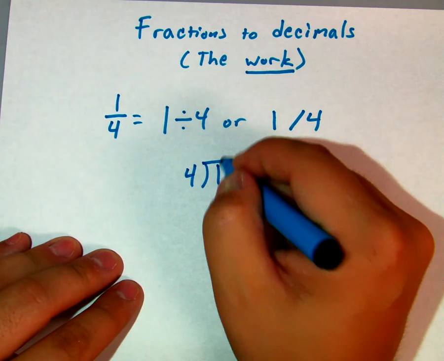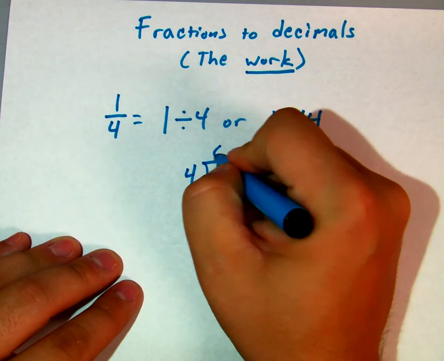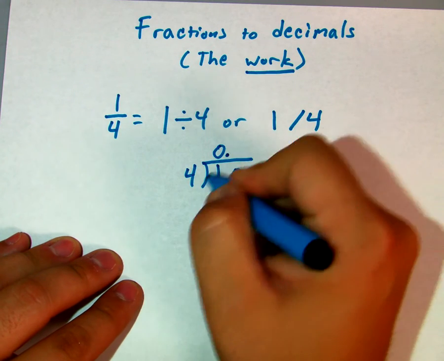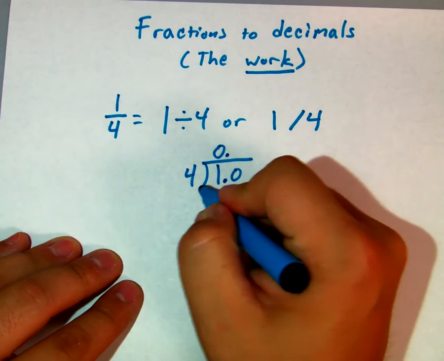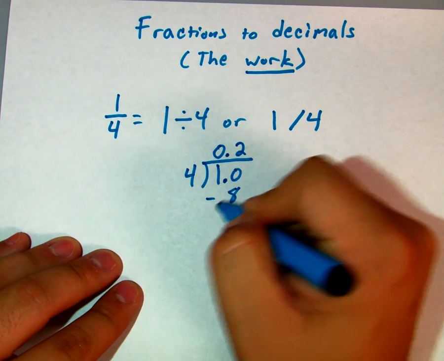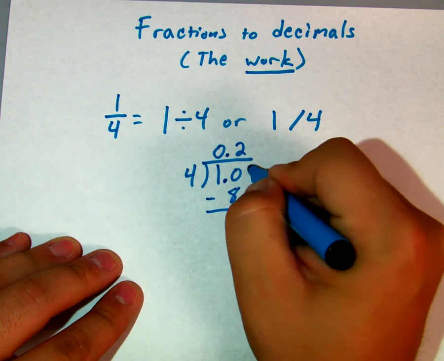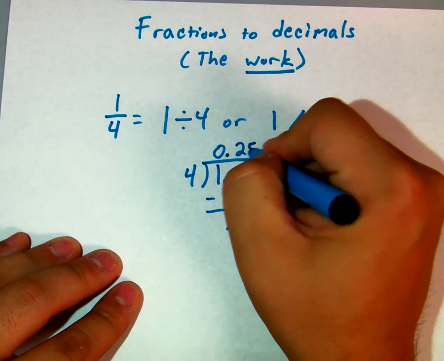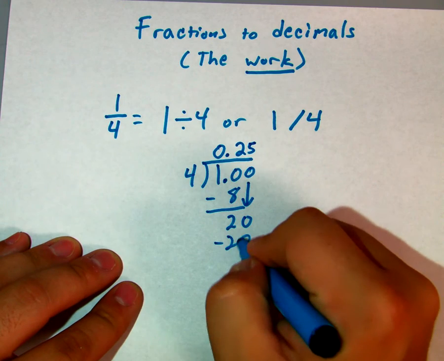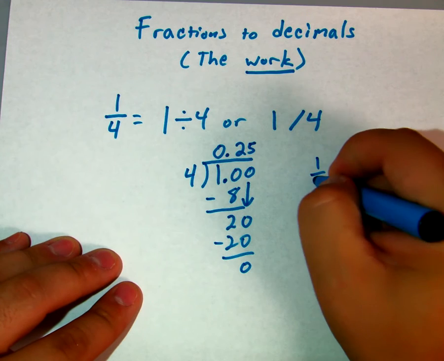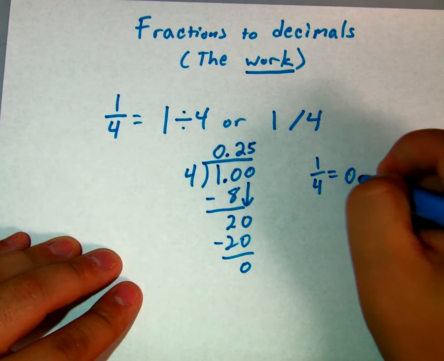Now 4 can't go into 1 equally, so we have to put a 0 there. So I'm going to put a decimal point there, and then I can start adding zeros forever, because this is still 1. 4 goes into 10 twice, so I subtract 8, because 4 times 2 is 8. I'm left with 2. I can pull down another 0. That's 20. 4 times 5 is 20. So now we don't have a remainder. So we know that 1/4 equals 0.25.